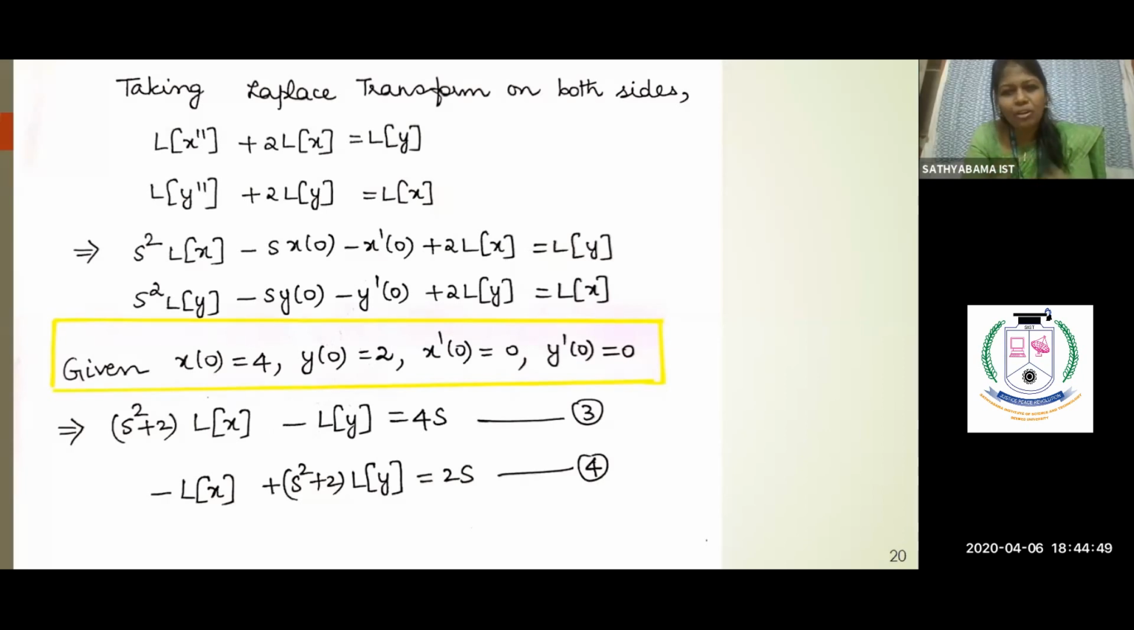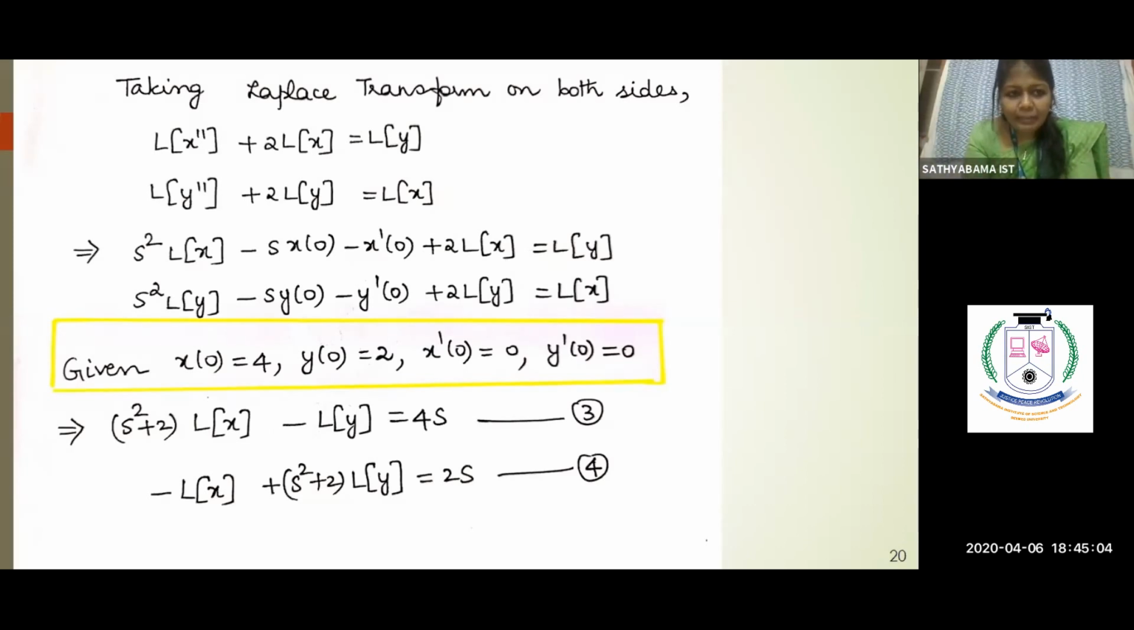See, these are simple formulae. Please remember them by heart. When you remember these simple formulae, the problem becomes so much easier. Plus 2 into L of x, I've written it as it is, equal to L of y. Again, I've written it as it is.